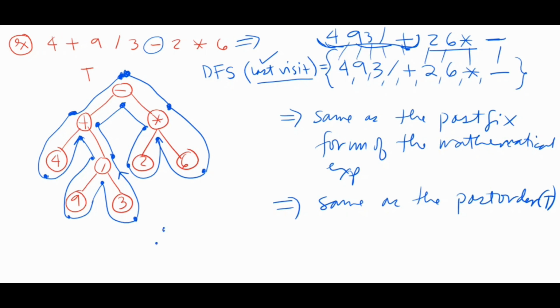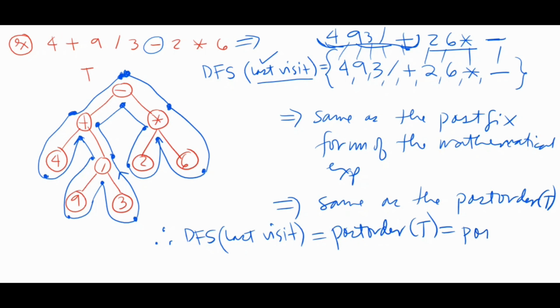So our conclusion is that the depth first search traversal algorithm result when we list the nodes on our last visit of the node is the same as the post order of T and the same as the postfix form of the mathematical expression.